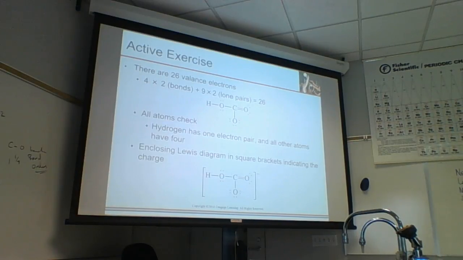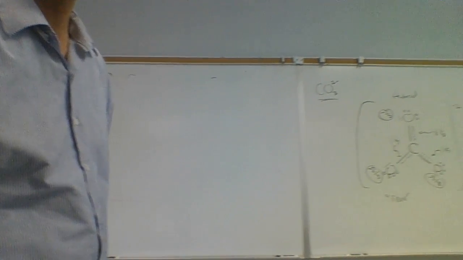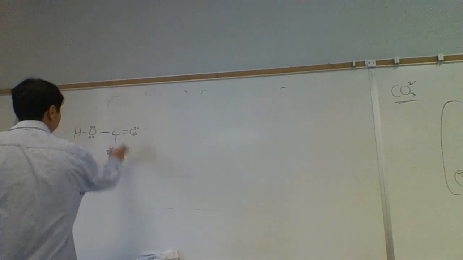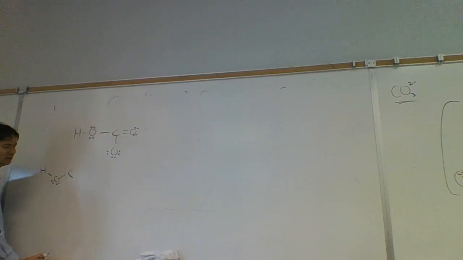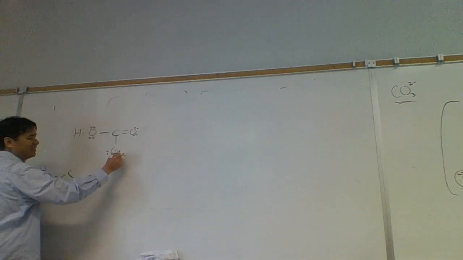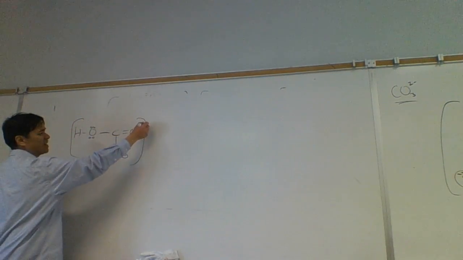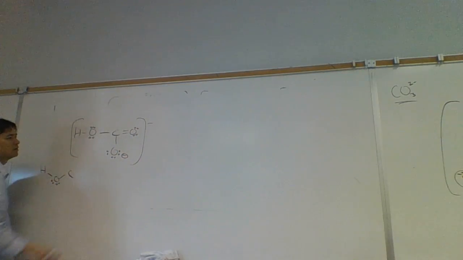What's missing is the charge. Where should the formal charge go? For the whole thing? No. Formal charge is the charge on the individual atoms. The net charge is the charge on the whole thing. So which atom has a charge on it? The bottom one. And the net charge goes outside. We just add up all the formal charges: 0, 0, 0, 0, minus 1.